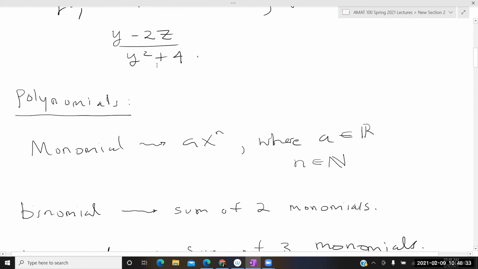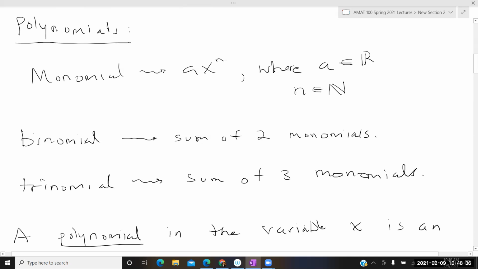And they come in three basic, well, there's three particular types that we'll deal with, but there's a more general notion of a polynomial. So polynomials can come in monomials, which are terms of the form a x to the n, where a is a real number and n is a natural number. So 1, 2, 3, 4 up to infinity. Binomials will be sums of two monomials, so two things of this form. And then trinomials will be sums of three monomials.